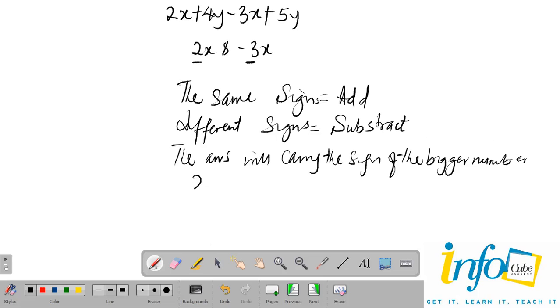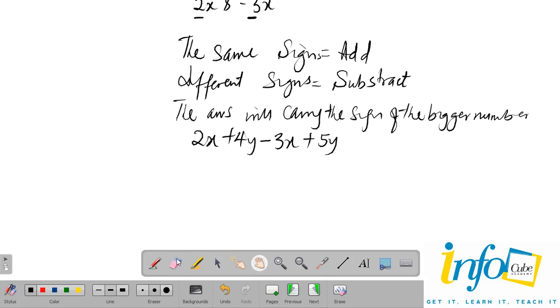So let's quickly apply it here. First of all, we are going to collect like terms of this question. Collecting like terms, remember what I told you in the last episode, that you move with the sign in the terms. So you have 2x. I will now bring minus 3x, because this minus 3x is a similar term to 2x. Then I have plus 4y and plus 5y. Now we have collected like terms.